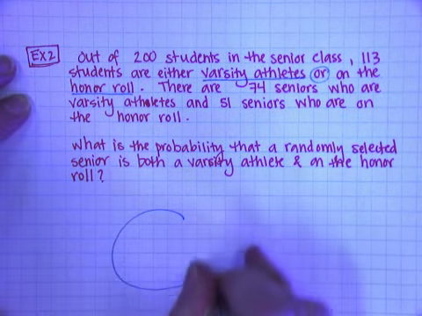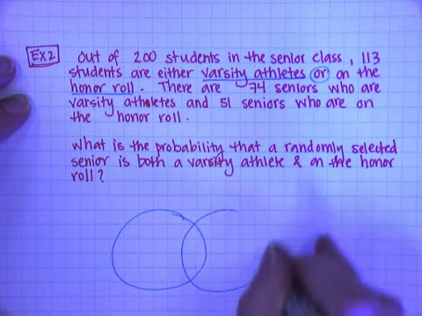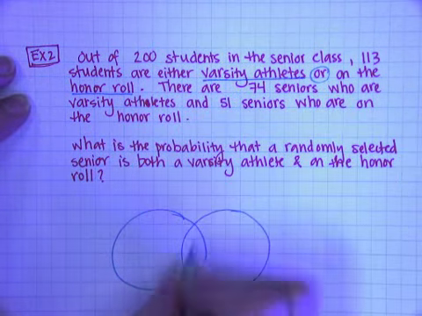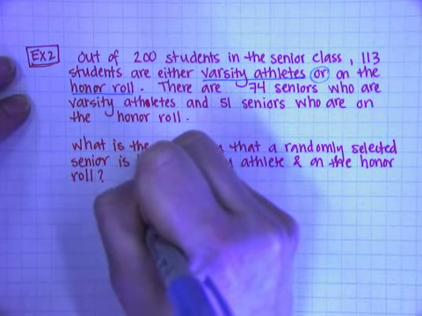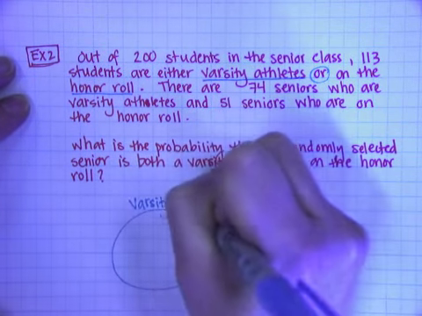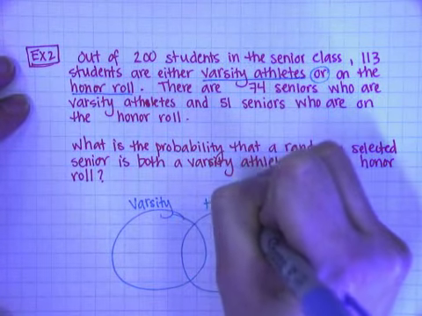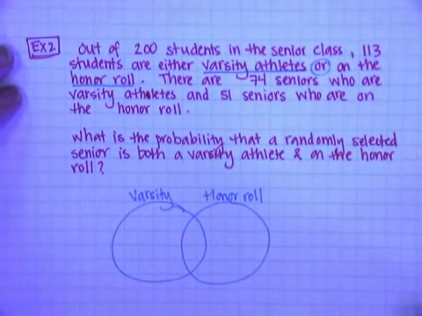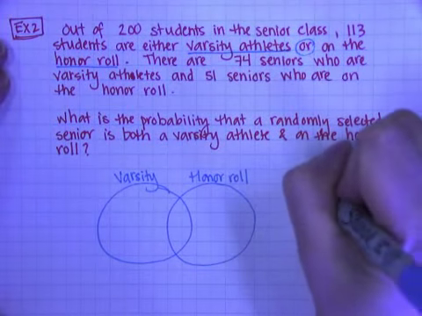So I've got two circles. They may or may not overlap, but I'll put an overlap there. There just might not be anything in the overlap. So I've got varsity athlete, and I've got honor roll. Okay. And I know I have 200 students total.